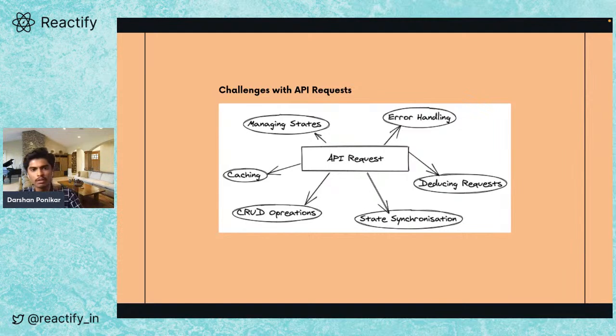Our data will load, and we will list out all the data, and if something goes wrong, we will handle it. But if we are really concerned about user experience from an API request perspective, there are some challenges we need to deal with. These are caching, managing state, error handling, reducing requests, state synchronization, and lots of other things. I just mentioned some of them because I think they are really important.